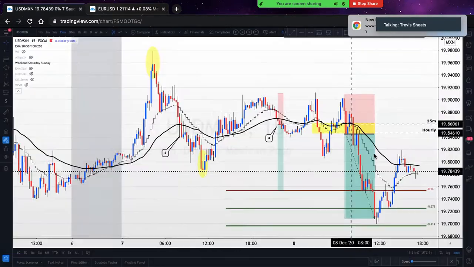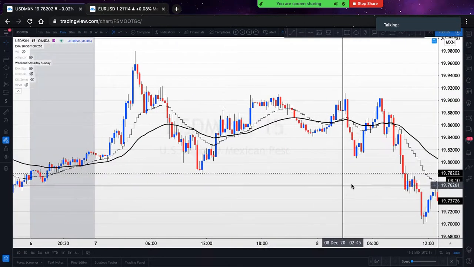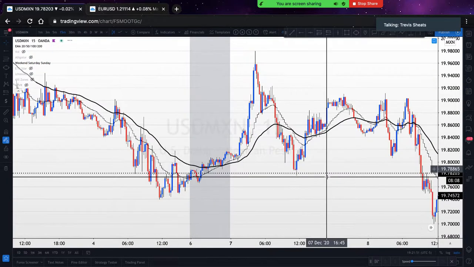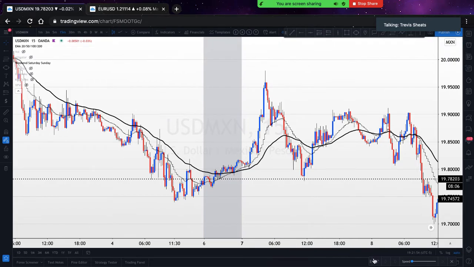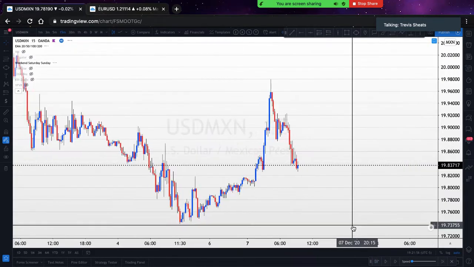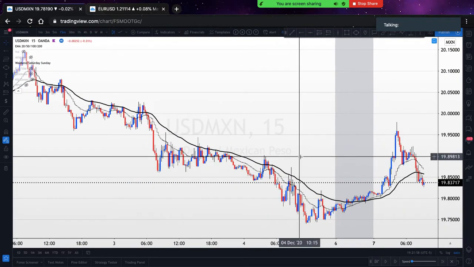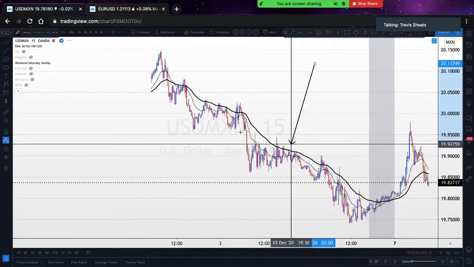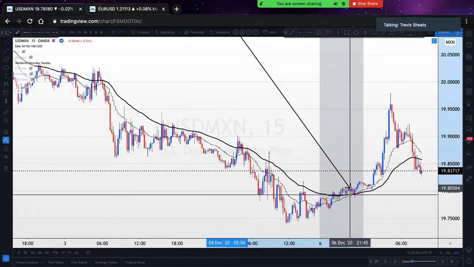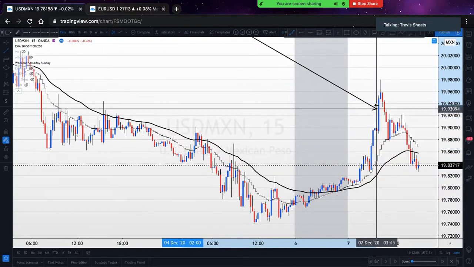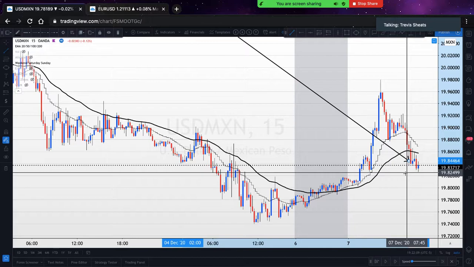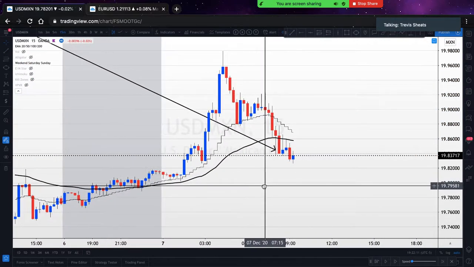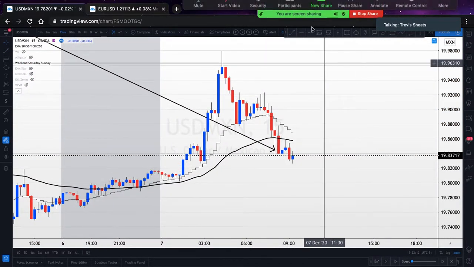USD peso. Okay, so I'm going to rewind this. Once again, we're coming down in this big downtrend. Nice downtrend. Okay, price retraces. And the moment I close back below my 50 EMA, I'm riding. I'm in there. I'm good to go.